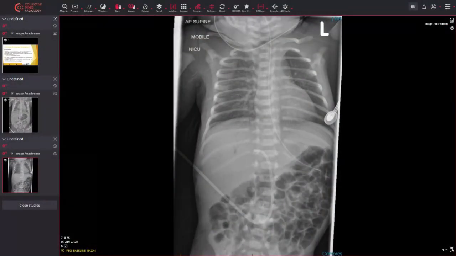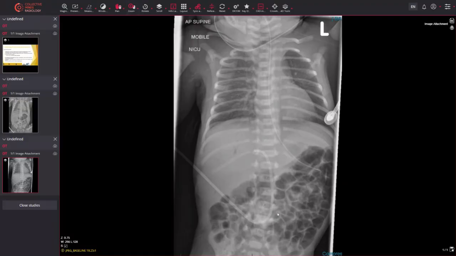In this latest video we're going to be talking about the radiological evaluation of umbilical venous and arterial catheters. We'll start with the UVCs, umbilical venous catheters. These are commonly placed in preterm or critically ill full-term neonates in order to provide total parenteral nutrition and medications.